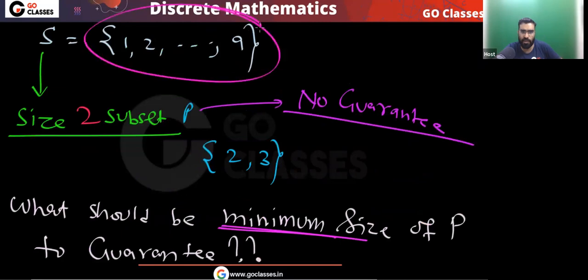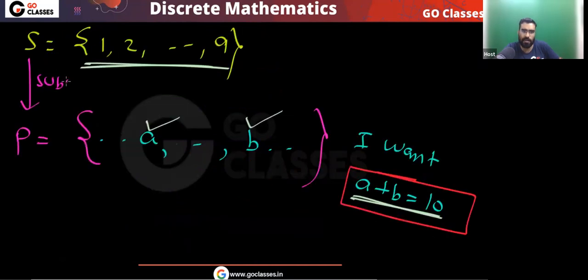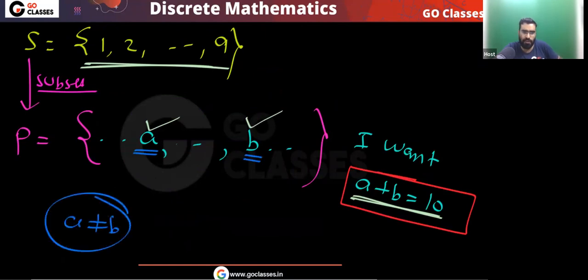My set is 1 to 9. From this, I want to create a subset in which I want two different people whose summation equals 10. So a simple question I can ask: who are the two people who can give me summation equal to 10?